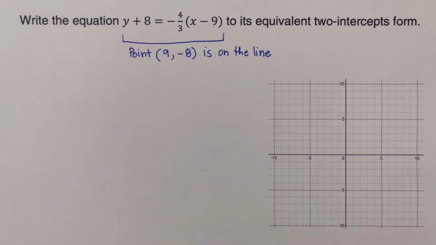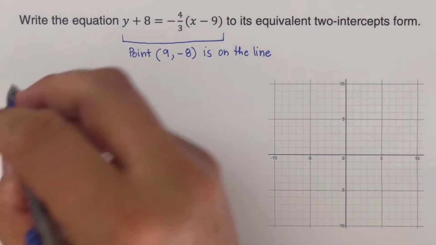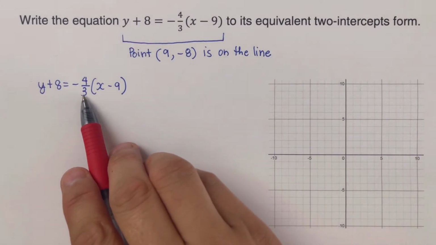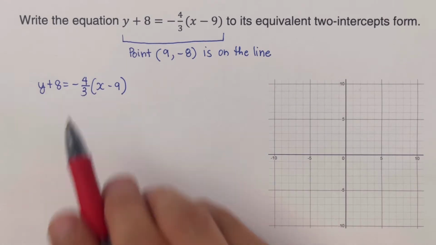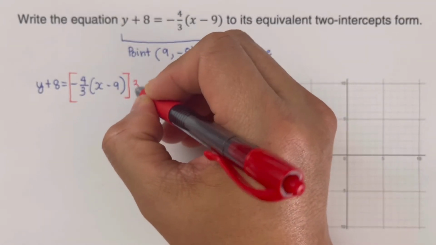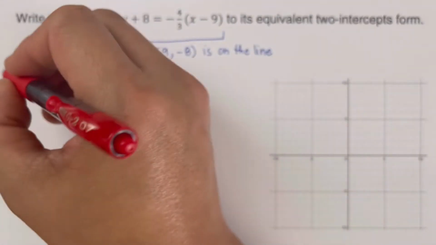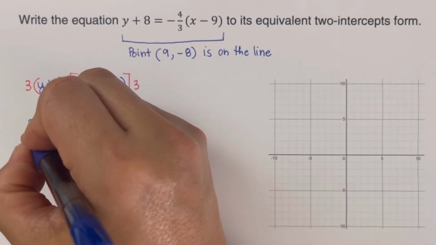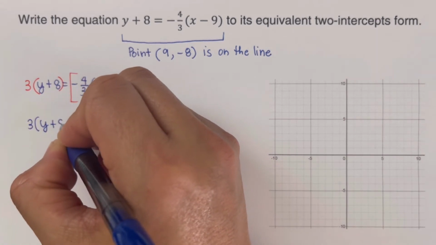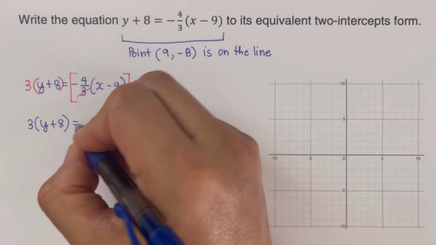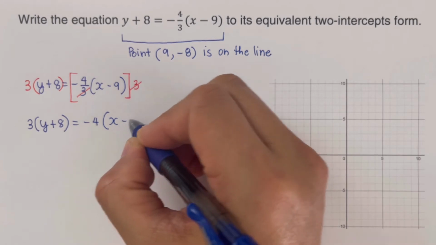In order that we can change this to its equivalent two-intercepts form, I'm going to go ahead and rewrite this equation down here. What we do is we will get rid of the 3 here in the denominator. We can do that by multiplying both sides by 3. So I will multiply the right side by 3 and I will do the same thing on the left side. So our equation would come out 3 quantity y plus 8. The 3 here gets crossed out, so we're going to cross that out. We are left with negative 4 quantity x minus 9.